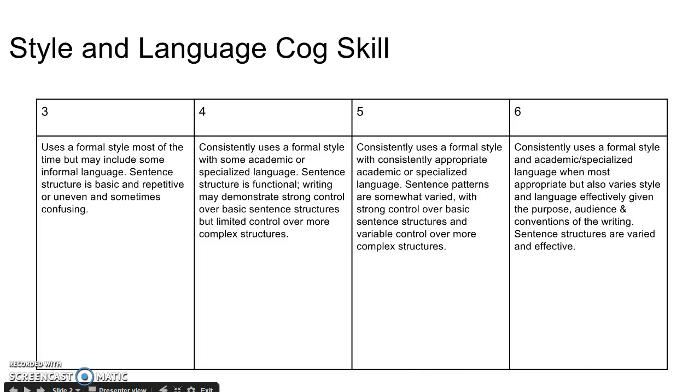Before we get into that, let's talk about this cog skill. We've worked on this several times this year. I want to bring your attention to a level 6 on this cog skill. Here's what the descriptor says. Consistently uses a formal style with an academic specialized language when most appropriate, but also vary style and language effectively given the purpose, audience, and conventions of the writing. Sentence structures are varied and effective.